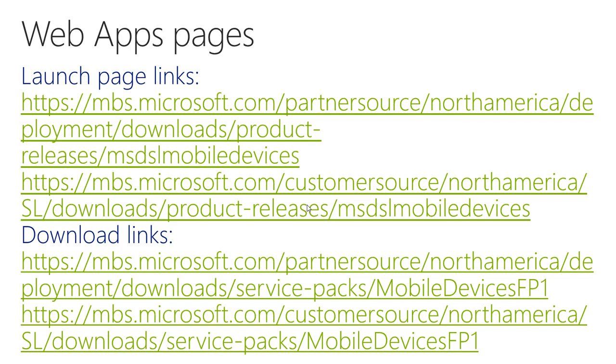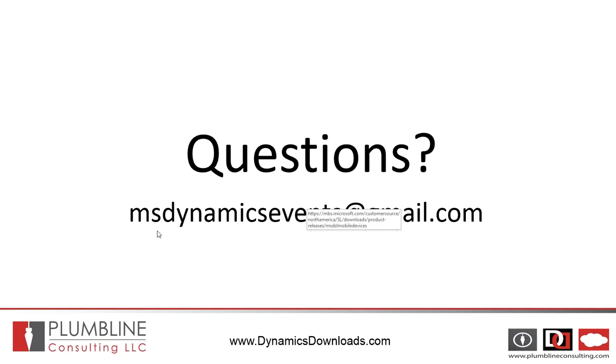Now there are sites on CustomerSource and PartnerSource, depending on whether you're a customer or partner. There's a launch site, so if you look for SL or web apps and search on either CustomerSource or PartnerSource, you will find a site. You'll find fact sheets and some PowerPoints. Shortly, you'll be able to download some demos to walk through this as well. You can also download the web apps themselves.